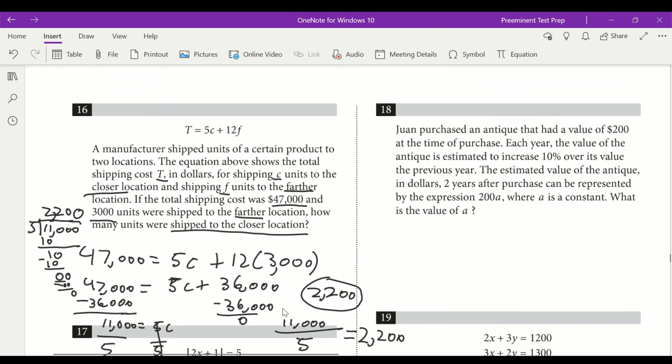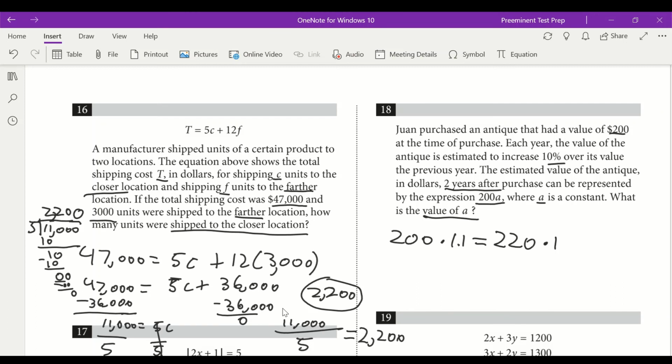Question 18. Juan purchased an antique that had a value of $200 at the time of purchase. Each year, the value of the antique is estimated to increase 10% over its value the previous year. The estimated value of the antique in dollars 2 years after purchase can be represented by the expression 200A, where A is a constant. What is the value of A? Okay, well, my initial value is $200. We increase by 10% each year, so 10% after the first year is 200 times 1.1. That's going to give me 220.